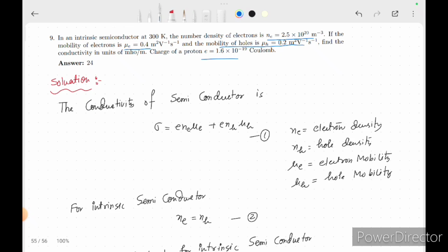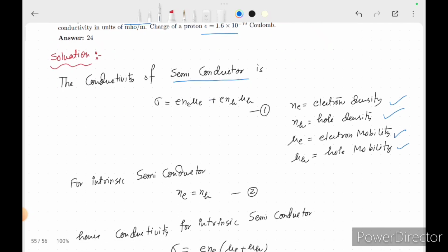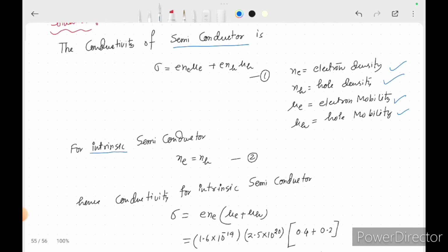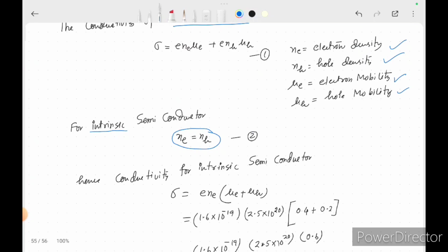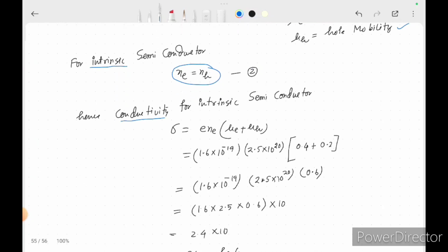We know the conductivity of a semiconductor has the formula sigma equals e n_e mu_e plus e n_h mu_h, where n_e is the electron density, n_h is the hole density, mu_e is the electron mobility, and mu_h is the hole mobility. For an intrinsic semiconductor, the electron density and hole density are equal. Now we use this formula in equation number 1. Hence the conductivity for an intrinsic semiconductor is sigma equals e n_e (mu_e plus mu_h).